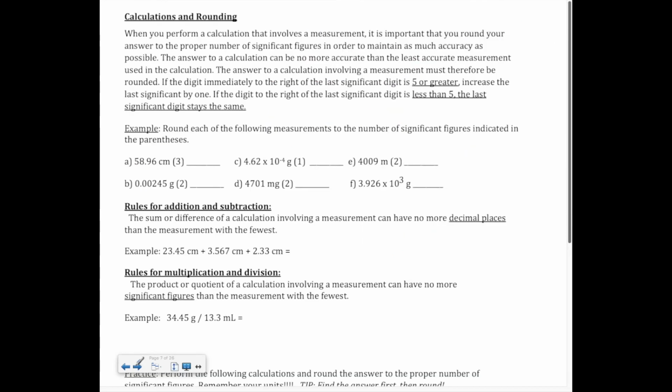Okay, so Mr. Russell, why am I learning how to do this? Well, it really tells you where to round. So just to review, if it's 5 or greater, then you round up. If it's less than 5, then you round down. So greater than or equal to 5, then you round up. If it's less than 5, then you round down.